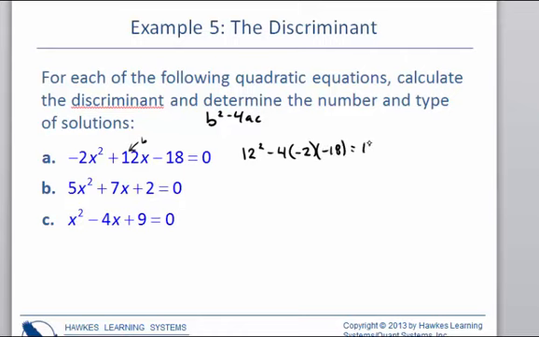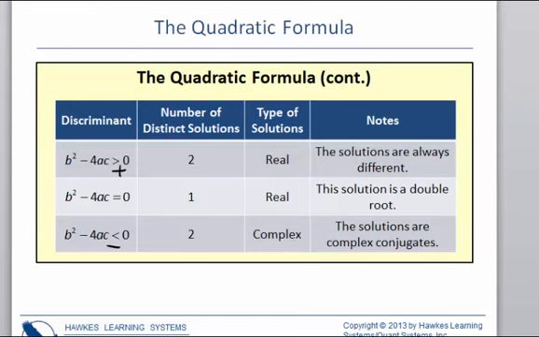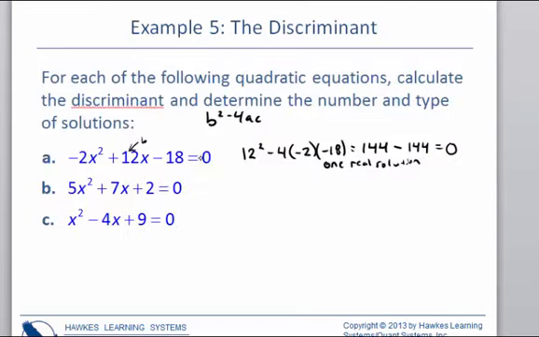So I have 144 minus 4 times 2 times 18. That's also going to be 144. So we get 0. So if the discriminant is 0, we know that there is 1 real solution. Okay, and we're going back to this chart. If it's equal to 0, we have 1 real solution. All right, so that's part A.